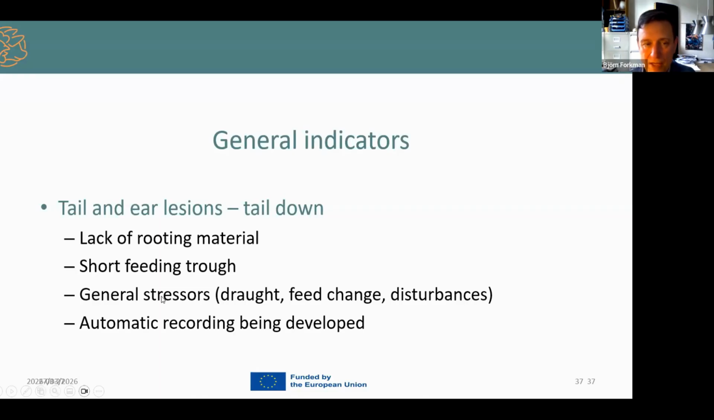Risk factors for tail biting are lack of rooting material and having a short feeding trough. But you can also get it if you have general stresses like draft, change of feed, any disturbances really. Automatic recording systems are being developed to try to assess whether there is going to be a tail biting outbreak, but they are not yet commercially available as far as I know.